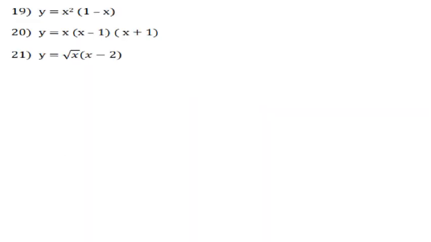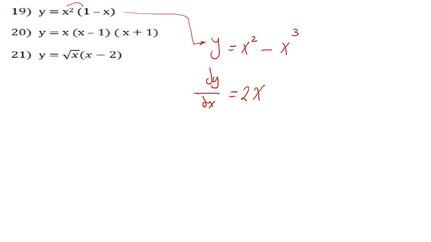Question number 19, I want to find the derivative of y is equal to x squared multiplied by 1 minus x. So as we used to, we need to write y in terms of x. So let's expand: x squared times 1 is x squared, and x squared multiplied by negative x is negative x to the power of 3. Now I can find dy by dx. So I'm going to put down the power, taking from the power 1, so it's going to be 2x to the power 1, minus 3, I put down the exponent, taking from the exponent 1, so it's going to be 3x to the power of 2.